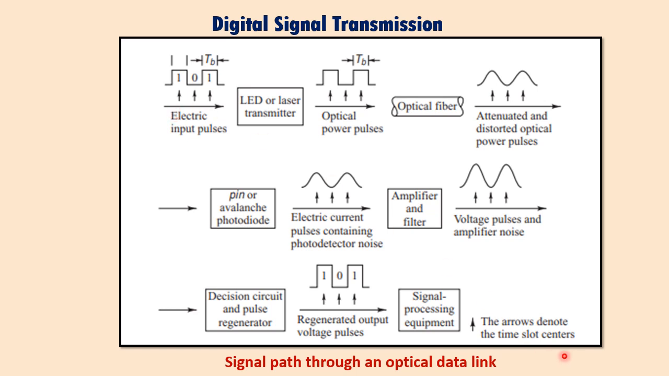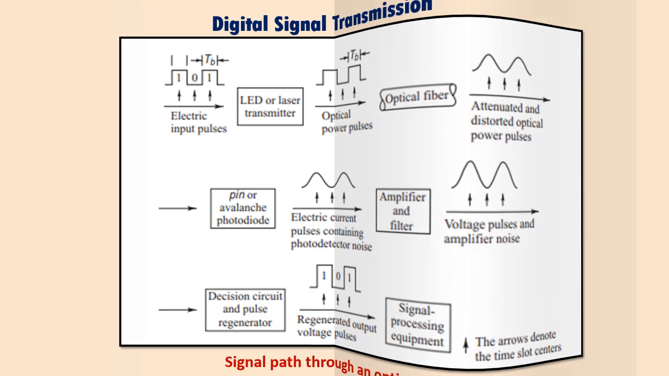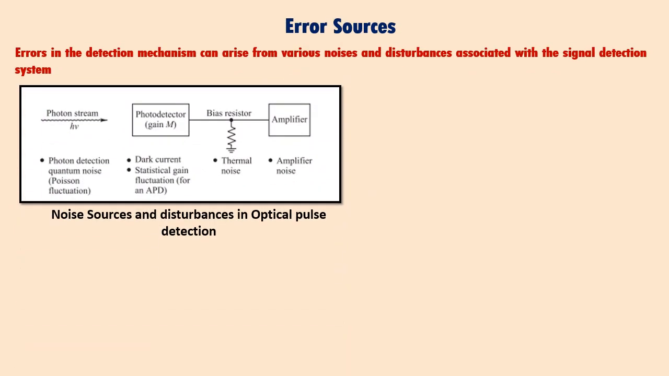So this is the signal path through an optical data link, and the signal may be digital, analog, or sometimes a voice signal. Anything can be transmitted through an optical fiber cable. So this is about the operation of a digital signal through the optical fiber.